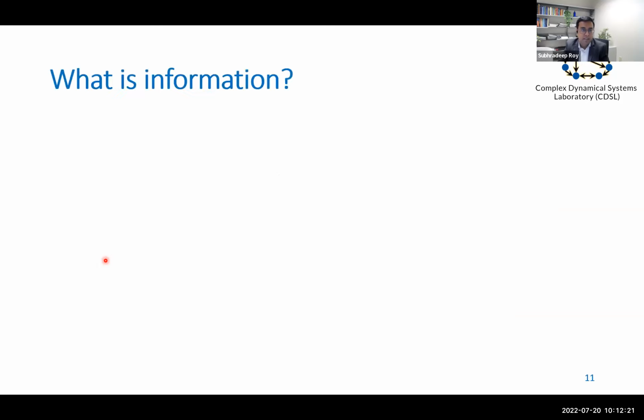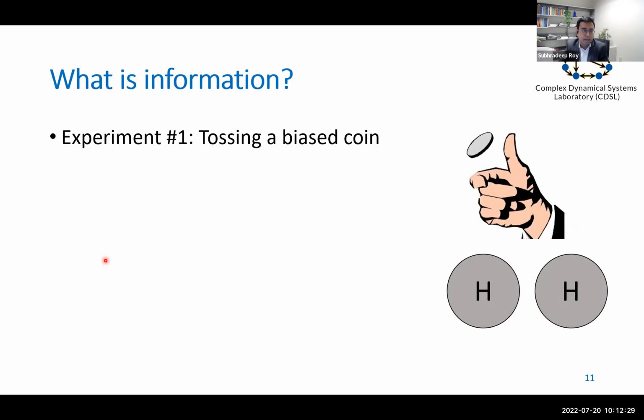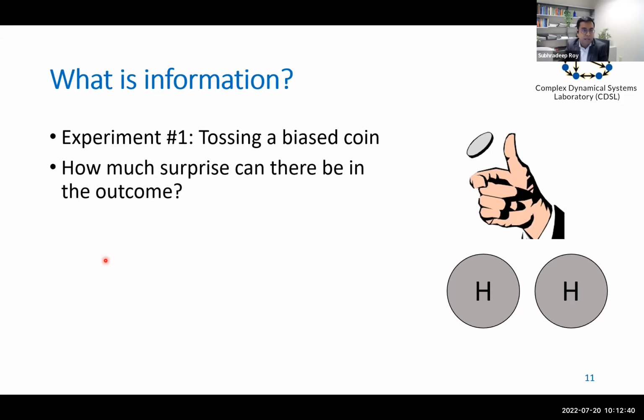To get started, what is information? Let's conduct an experiment to get an intuitive understanding of information. Consider an experiment where we have a biased coin, meaning both sides are heads. What is the outcome of this experiment? Is there any surprise? There is no surprise, because even before the experiment has been conducted, we know what the outcome is. It's always going to be a head.